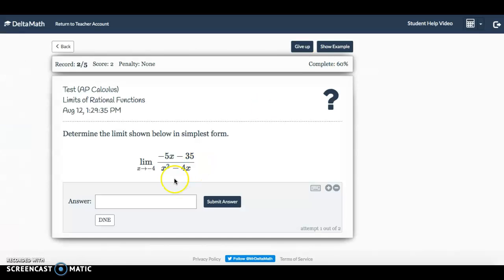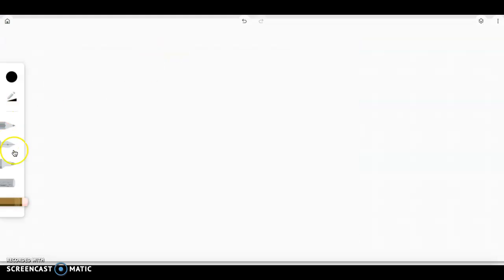Okay. All right, so let's go back and look at this Delta Math. It says determine the limit shown below in simplest form. So limit as x approaches negative 4, and first and foremost I'm going to see if I can plug into this one. This one looks a little bit trickier to plug into though, so maybe I'll work it out on my canvas up over here.